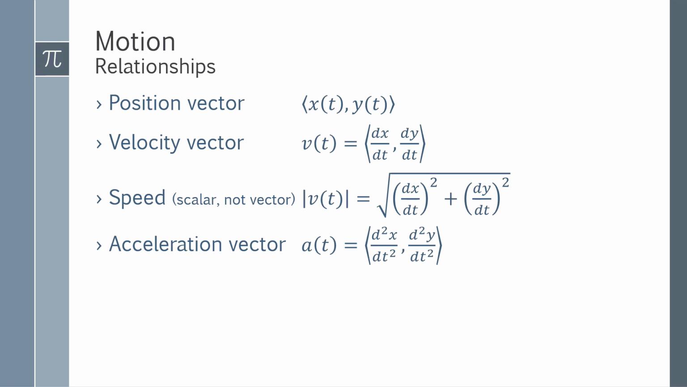The derivative of each component gives us a velocity vector. If I take the derivative of each component of my velocity vector, in other words, the second derivative of each component of the position vector, that gives me an acceleration vector.